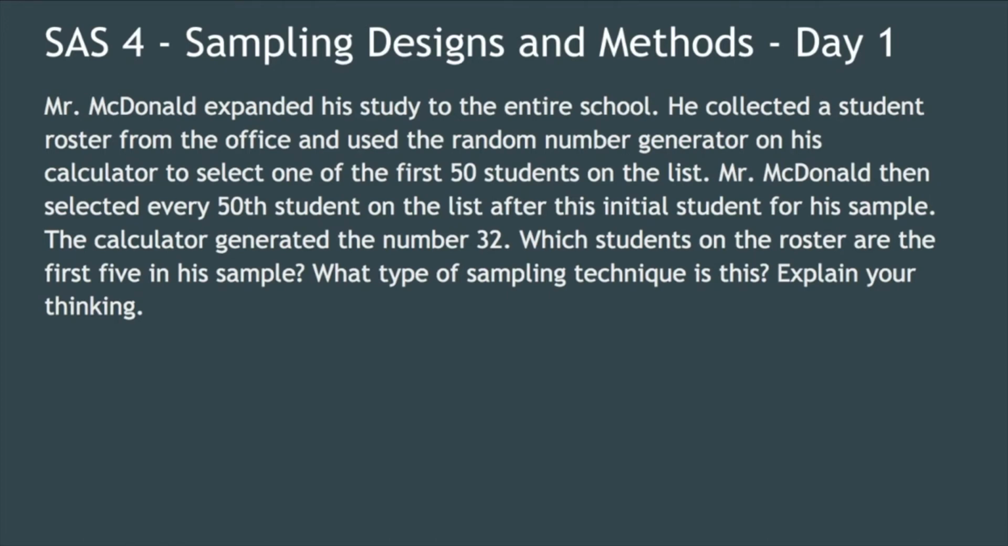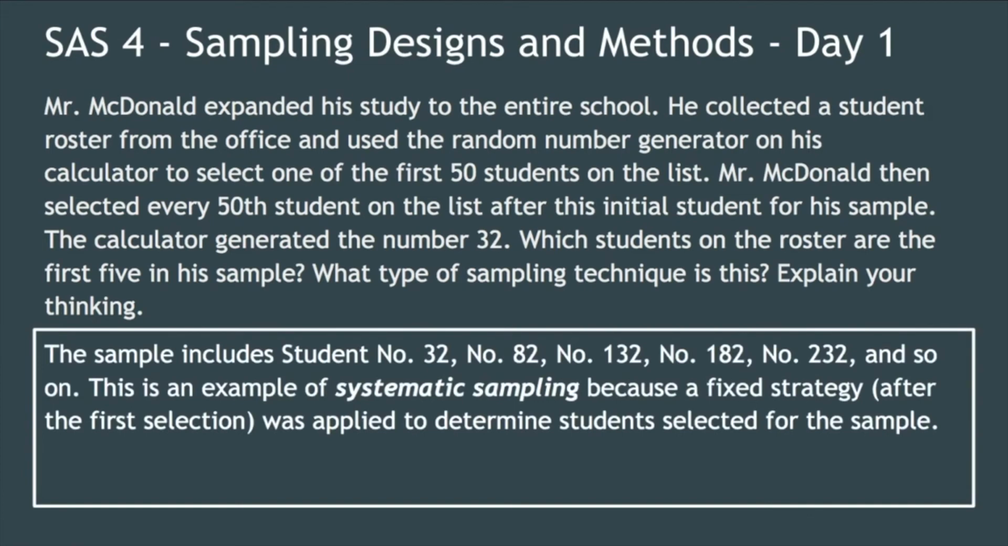Okay, so every 50th student after number 32. 32 is number 1. 82 would be number 2. 50 plus that is 132, 182, and 232, so those would be the first 5, right? And what method is this? Of course, these are the numbers 32, 82, 132, 182, 232. This is an example of systematic sampling.